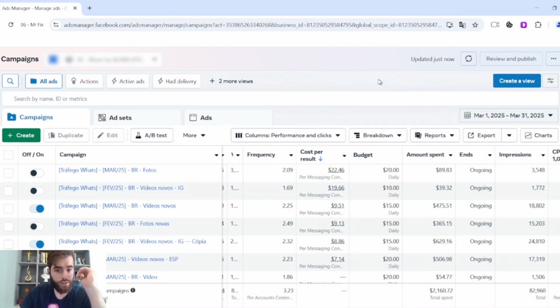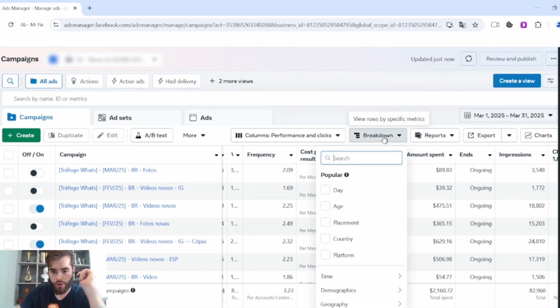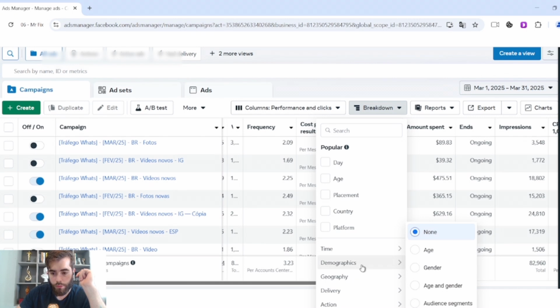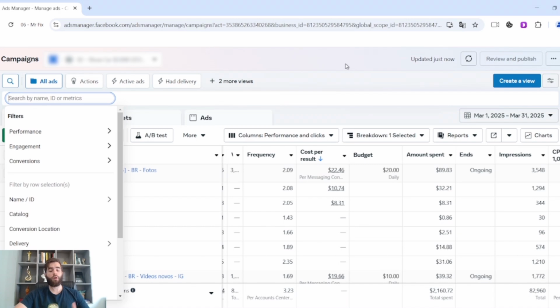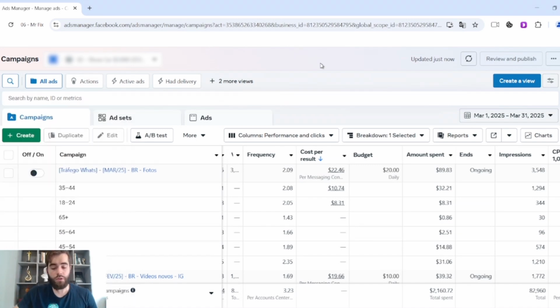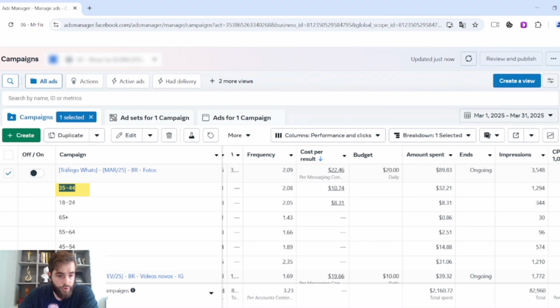The first thing that we have to do is break down those campaigns to see more about our target audience. So we go right here to breakdown, then we can go to demographic and filter by age. If we are talking about dealership centers, we are only selling cars to a male public, so it doesn't make sense for me to do a gender study because it's only men who really have an interest in buying cars. And what we can see about those campaigns right here is that in our previous campaign, we got leads between the ages of 35 to 44, and then right here 18 to 24.